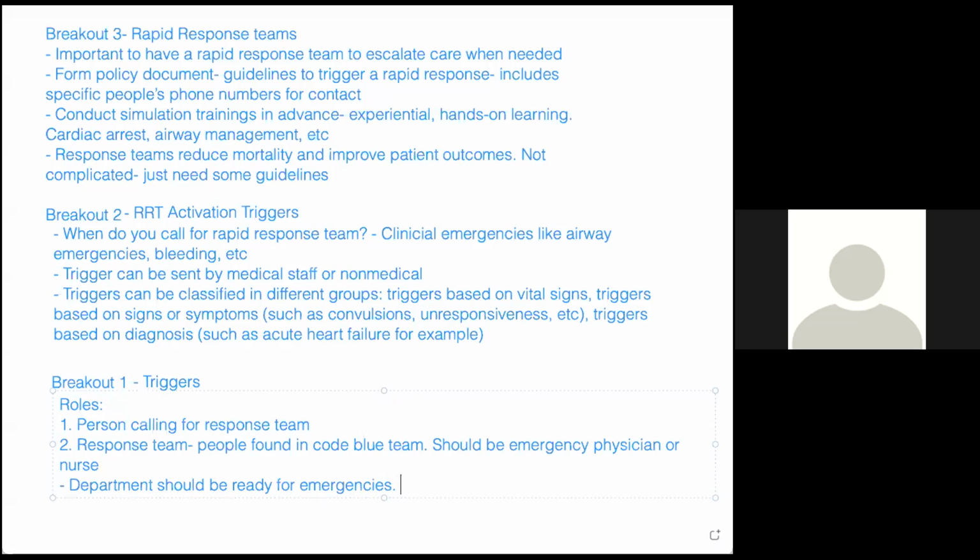I think those are some of the things that we discussed in our breakout room. I don't know if Doc has something to add.